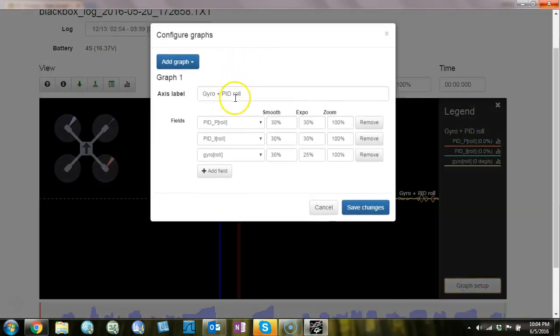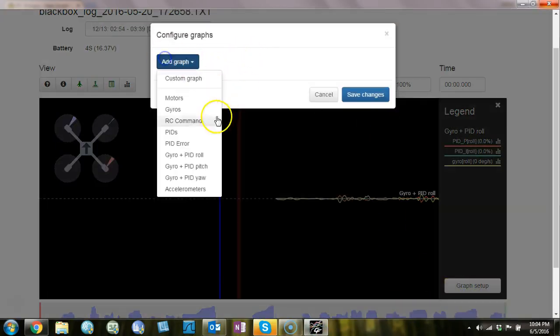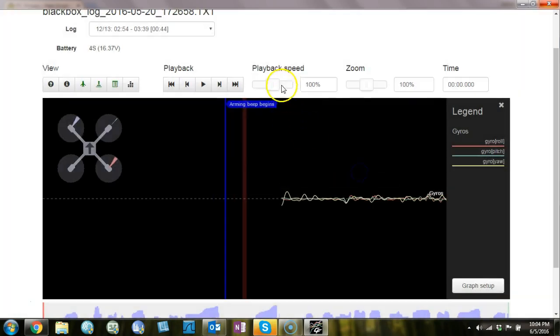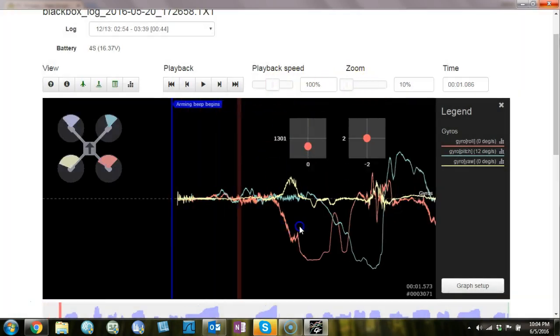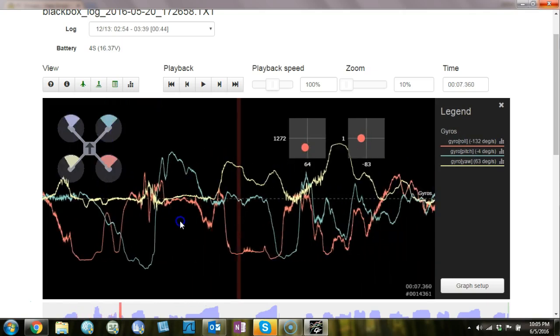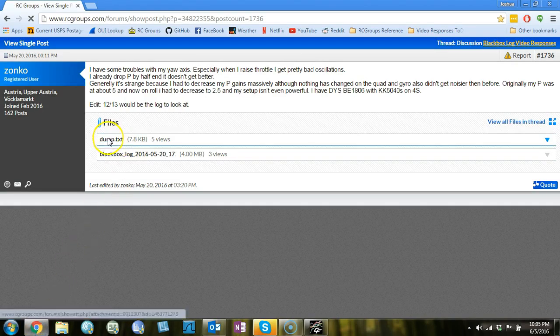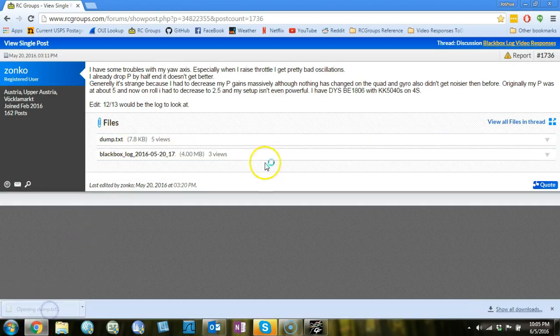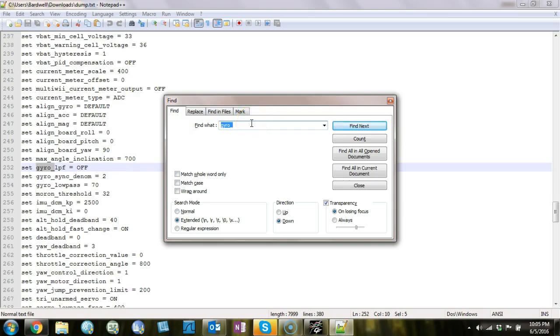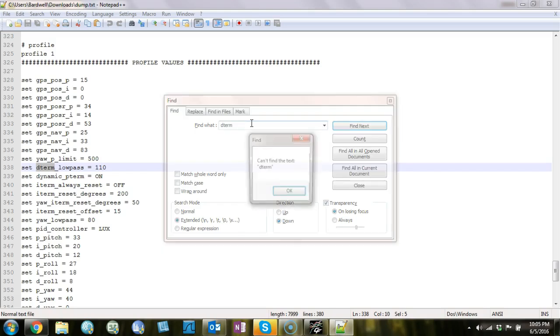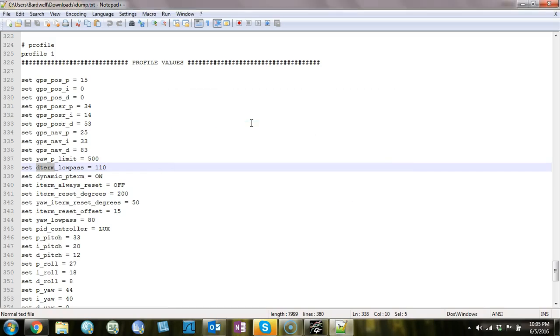As always, but especially when we have oscillations, we'll take a look at the gyros. The gyros don't look particularly noisy, but it is worth checking to see. We're going to look for gyro LPF is off. That's the hardware filter, and that's what it should be. And the gyro low pass is 70, and the D-term low pass is 110. So that's not very filtered on the D-term, but those filtering values are okay.